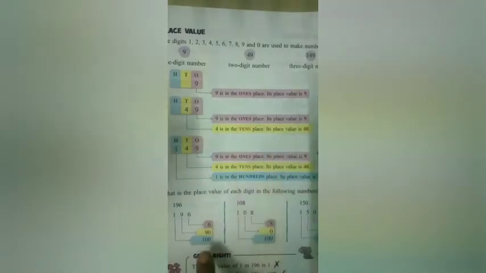Then we learned about place value. Place value is the value of each digit in a number. See here one example, 149. How many ones are there? 9 ones. How many tens? 4. How many hundreds? 1 hundred. Then you see here and complete this also.